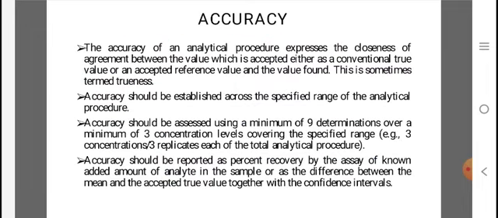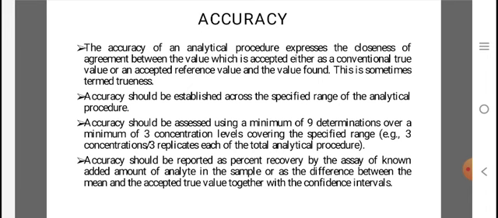Coming to accuracy: the accuracy of an analytical procedure expresses the closeness of agreement between the value which is accepted either as a conventional true value or an accepted reference value and the value found. This is sometimes termed trueness. Accuracy should be established across the specified range of the analytical procedure. Accuracy should be assessed using a minimum of 9 determinations over a minimum of 3 concentration levels covering the specified range. For example, 3 concentrations and 3 replicates each of the total analytical procedure.